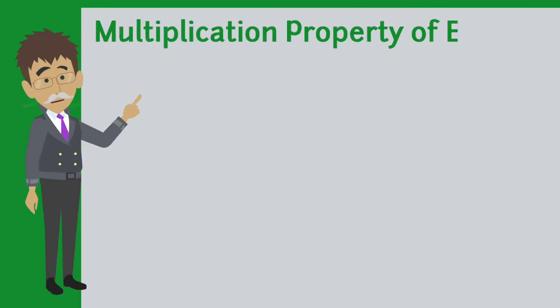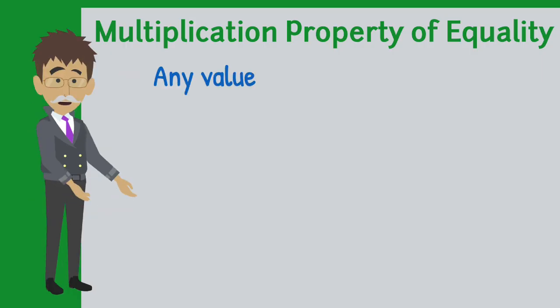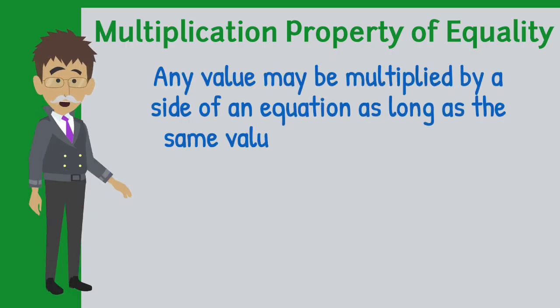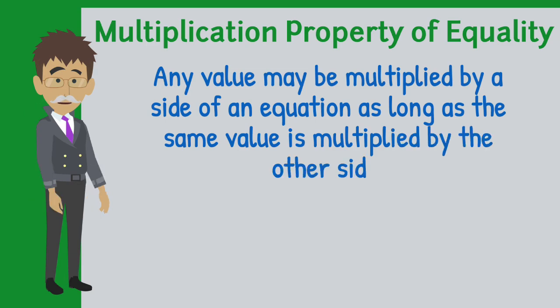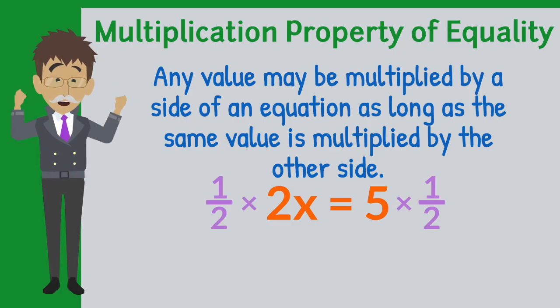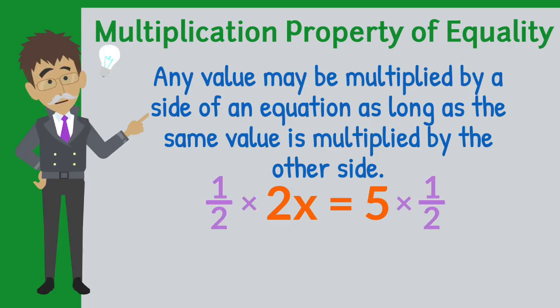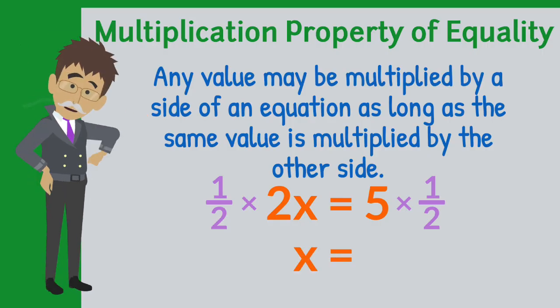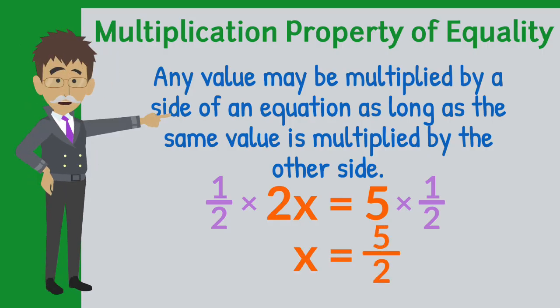Multiplication property of equality. Any value may be multiplied by a side of an equation as long as the same value is multiplied by the other side. For example, 2x equals 5. If we multiply both sides by 1/2, we get 1/2 times 2x equals 1/2 times 5. Simplifying isolates the variable x, giving us x equals 5/2.